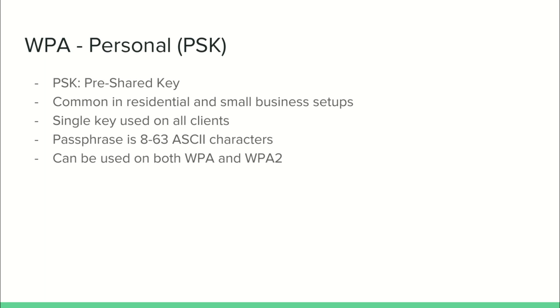There are two standard versions of key distribution for these systems. There's WPA PSK, which is also known as WPA Personal. This is the common wireless used in homes and small businesses. You know, the standard, hey, what's your Wi-Fi password setup? That question works because there is a single key used on all the clients, which can be 8 to 63 ASCII characters long. Most people don't want to type in a 63-character password on their phone, though. This protocol can be used on both WPA and WPA2 networks.